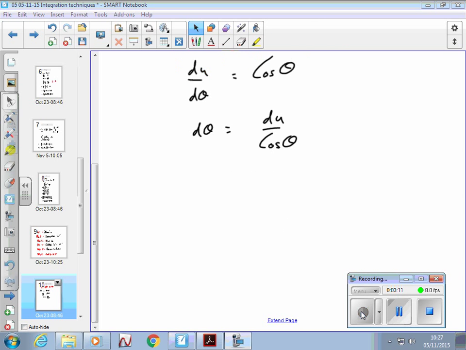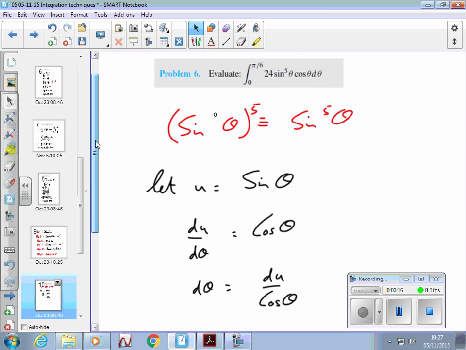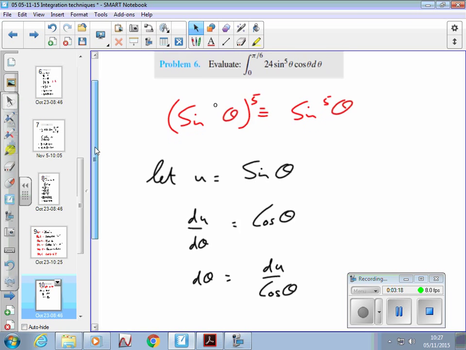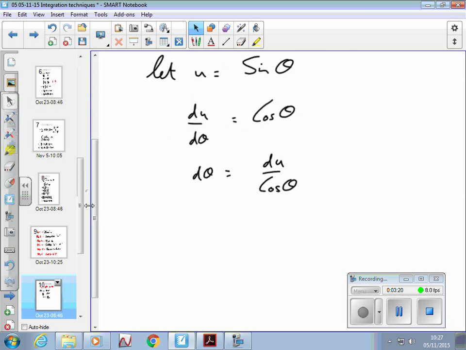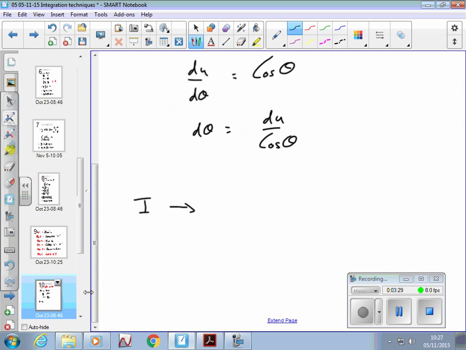Next step is to make the substitution. So I'm going to go back to my original integral, and I'm going to let sine theta equal u and d theta equal du over cos theta. So the original integral becomes, integrate between 0 and pi over 6 of u to the power 5 times cos theta, but now times du over cos theta.